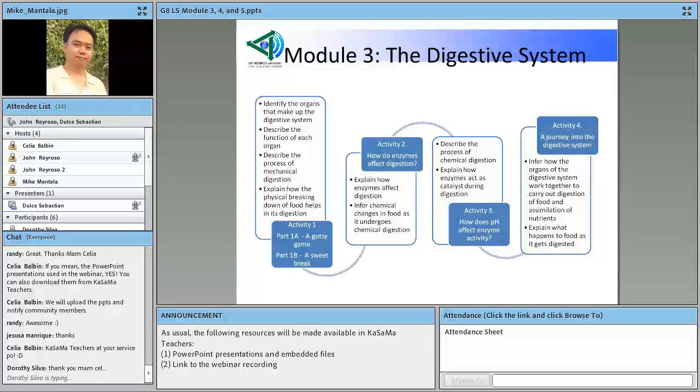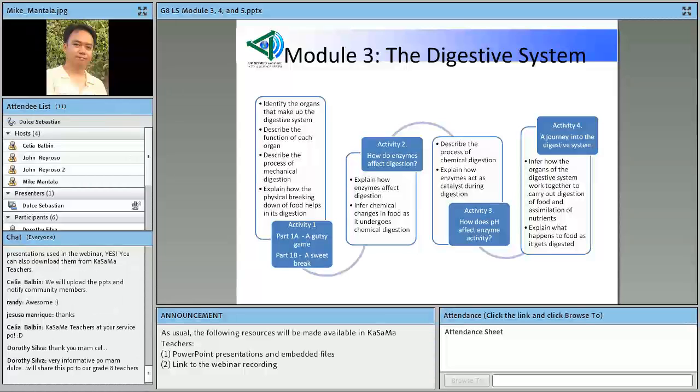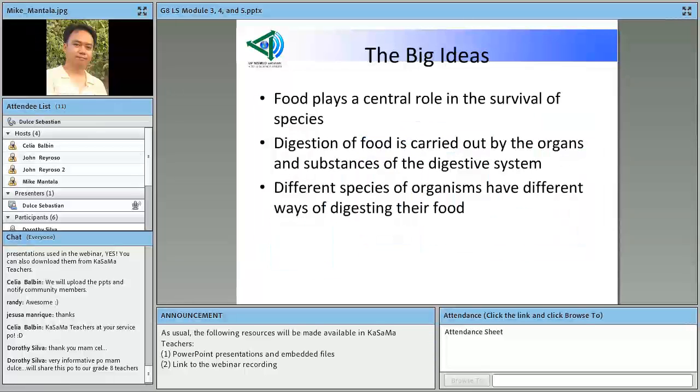These are the activities as I have mentioned earlier. Activity 1 has 2 parts: a gassy game and a sweet break. Activity 2, how the enzymes affect digestion. Activity 3, how does pH affect enzyme activity, and Activity 4, a follow-up activity to Activity 3.